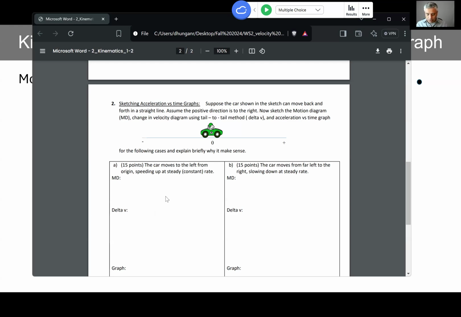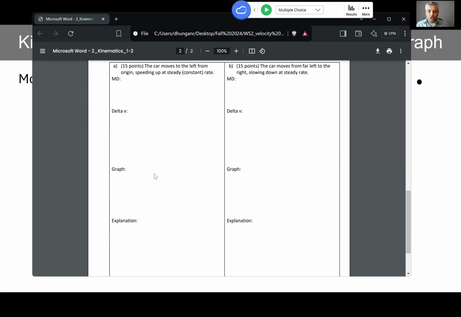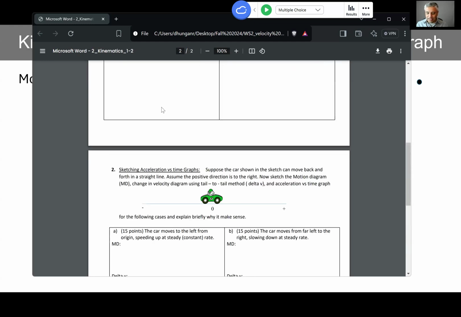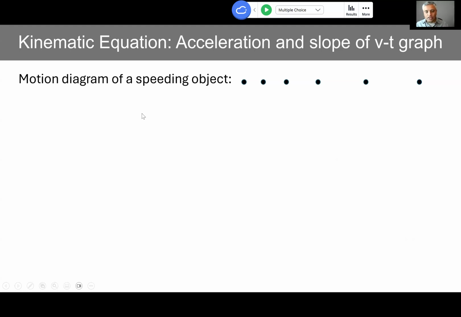So what are the things we already learned to complete this worksheet? We learned how to draw a motion diagram. We learned how to draw a change in velocity vector. Now we're going to be learning how to draw graphs: velocity versus time and acceleration versus time. Remember, we already learned the position versus time graph. The velocity versus time graph also leads to the kinematic equations that we're going to be using to solve problems. So those are the kinds of things we're going to be learning today.